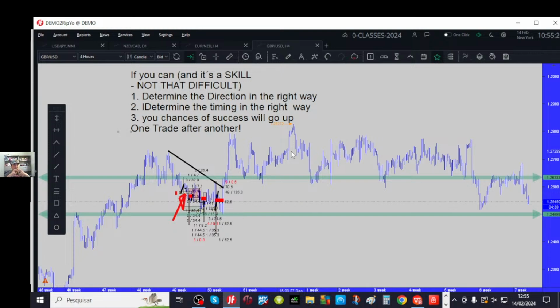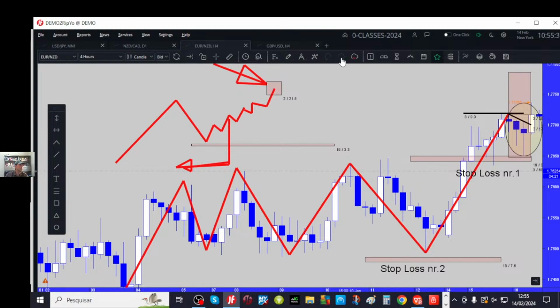GBP USD, it's not one of the easiest pairs to trade. It makes a lot of headaches. You know, even Euro Dollar, it's Euro New Zealand, right?